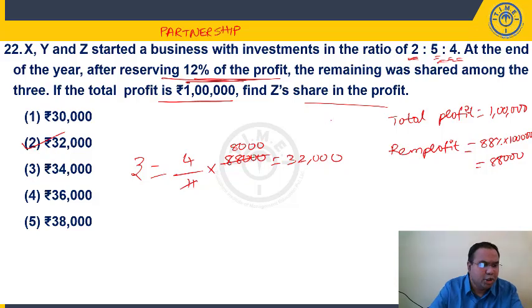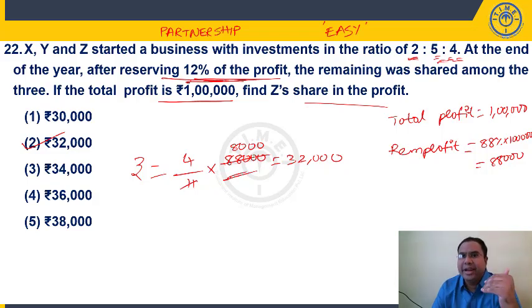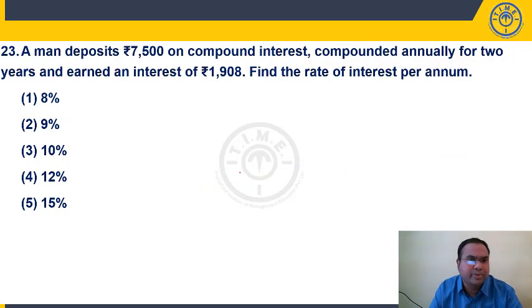It is present in choice 2. Alright, this question requires you to be a little careful. You should not use 1 lakh, you should use 88,000, because they are reserving 12% of the profit. Maybe they want to reinvest in the business, or use it for some other purpose. They are sharing the remaining portion, 88% of the profit, so 88,000. Time period is same, they are investing for 1 year, so they share in the ratio of capitals, that is their investment ratio. So Z will be 4 by 11 into 88,000. You will get 32,000 rupees.